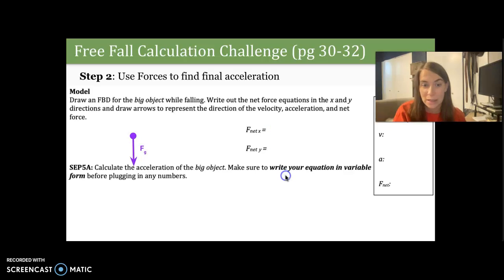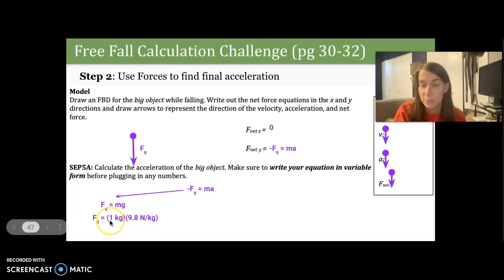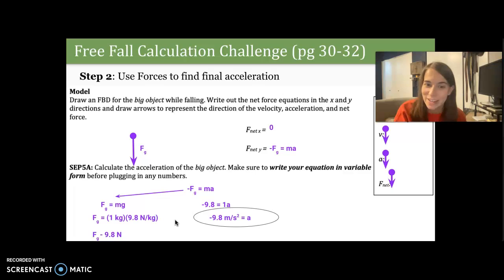All right, big block, a bigger weight. Okay, still only one force going down, but it should have a bigger arrow because it has more weight. Still nothing in the x direction, same F net y equation. Velocity, acceleration, and net force are down. Same calculation, but now we plug in 1 kilogram for the mass. That was on the page before, right? On page 30, we used 1 kilogram for the big object. So this is 9.8 newtons. We plug that in and we get, wait a minute, the same acceleration.